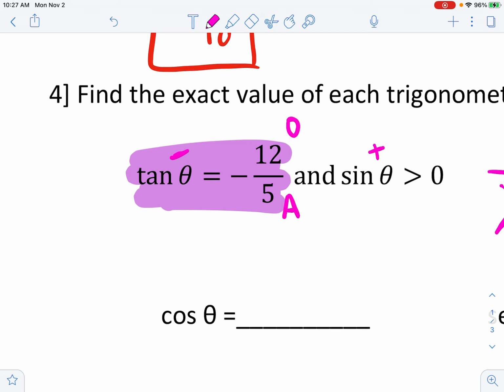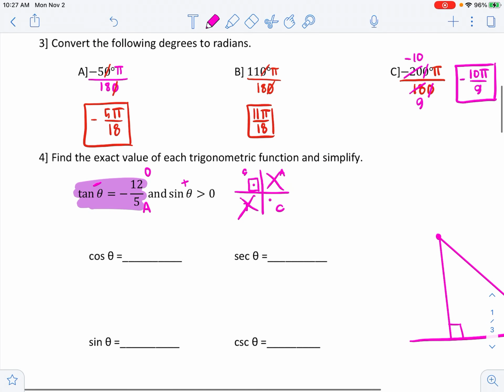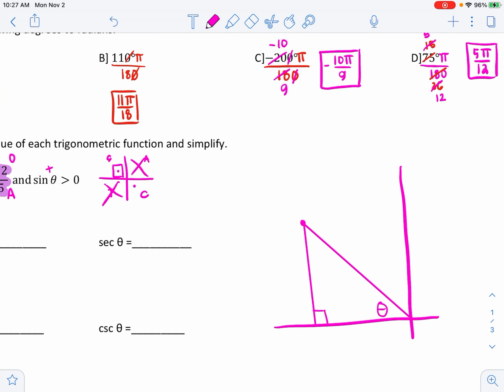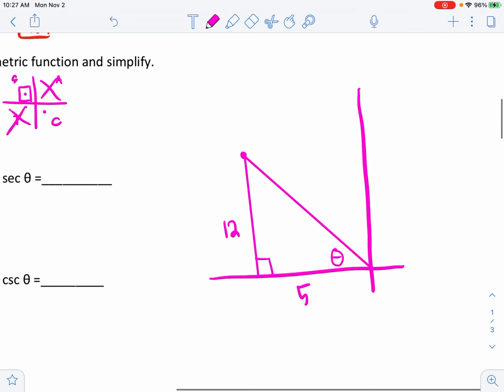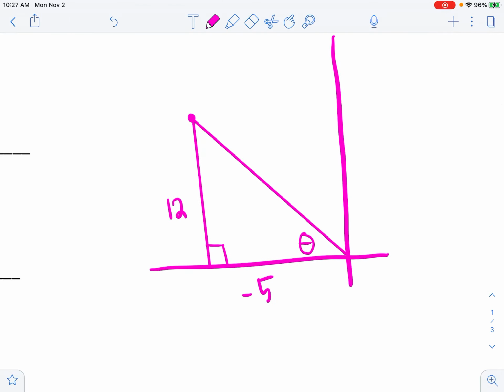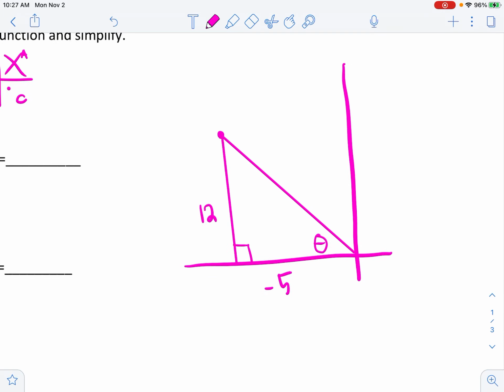Now I'm going to look to see what I was given. I was given tangent. Tangent is opposite over adjacent. Now one of them is negative. I don't know which one's negative yet, but it's not both because it's not -12 over -5 because that's positive 12/5. So one of them is negative. I'm going to just label them 12 and 5 first, and then whichever one's left or down, that's going to be my negative. So opposite is 12, adjacent is 5, and is the 12 or the 5 the negative? The 5 is because it's to the left.